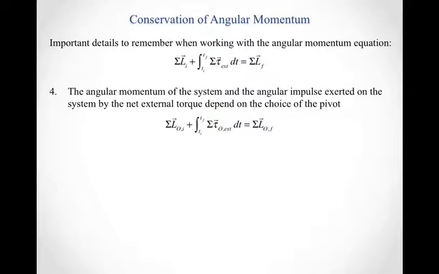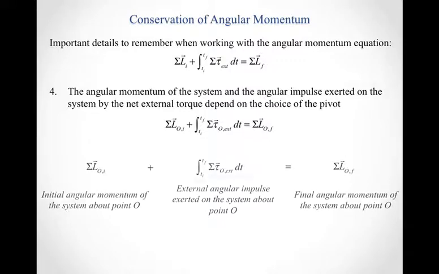The one additional detail that applies to this equation that we didn't have to worry about with linear momentum is that, of course, this equation is dependent on your choice of pivot. To be more explicit about what this equation says, it's telling us that the initial total angular momentum of your system about point O plus the external angular impulse exerted on your system about point O is equal to the final angular momentum of your system about point O.